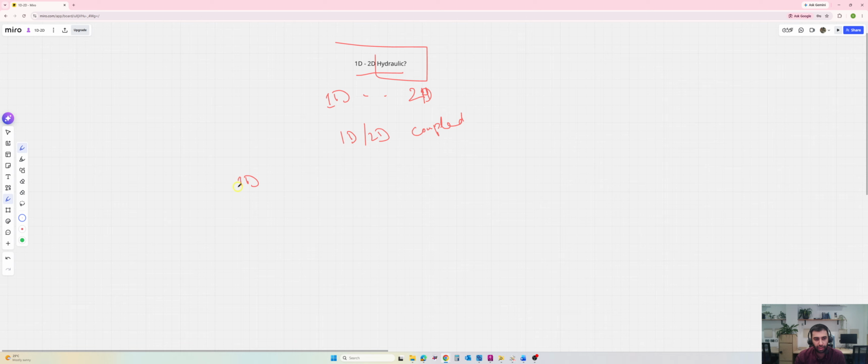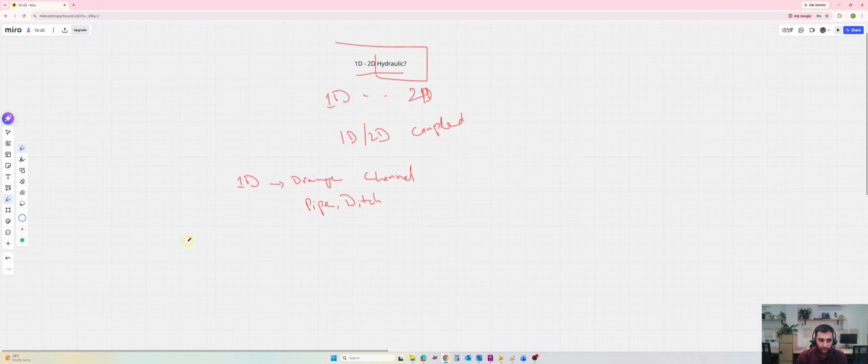So basically, 1D is about the flow within the drainage channel. So 1D is in a drainage channel. Any channel, it can be a watercourse, it can be a pipe, it can be a ditch. So this is all called 1D analysis.